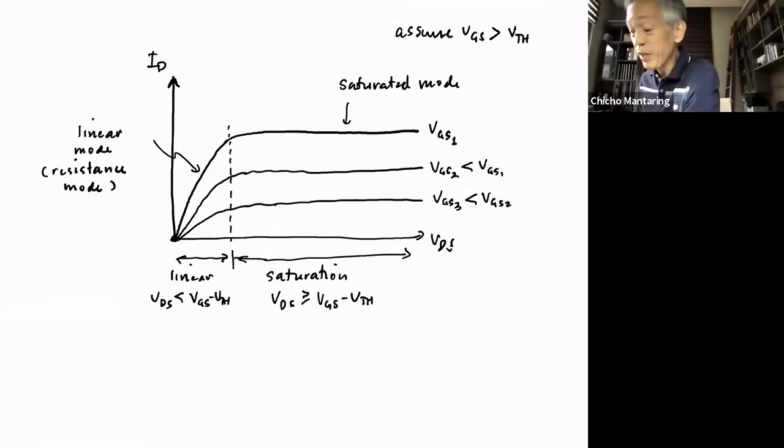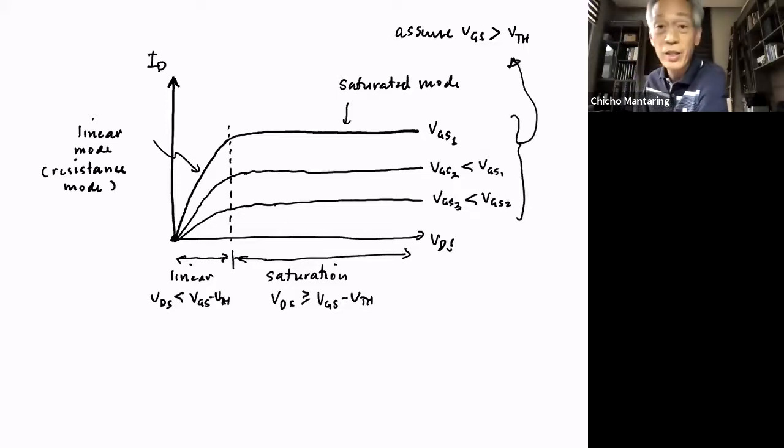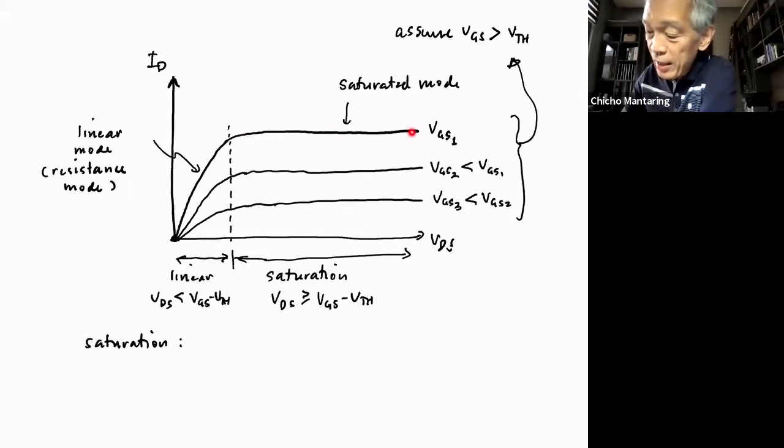Okay, something like that. Of course, all this has to satisfy this condition that VGS is greater than VTH. Now, when it is in saturation, notice that it is like a controlled current source.